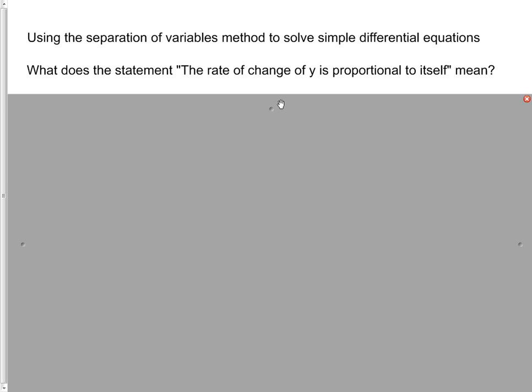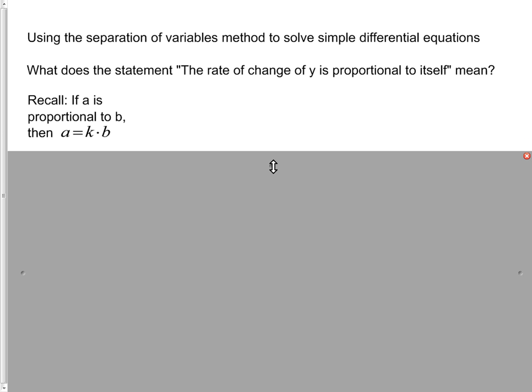Well, what would we say? Let's look into this. Remember that we know the statement that if A is proportional to B, then A is equal to some constant times B. So how could we use that? Let's say that y is changing with respect to time t. Well, that means that the rate of change of y with respect to t is proportional to itself, so it's some constant times itself, k times y.